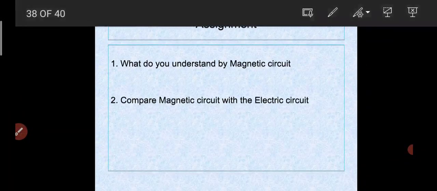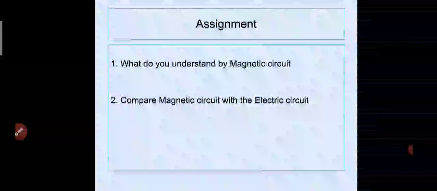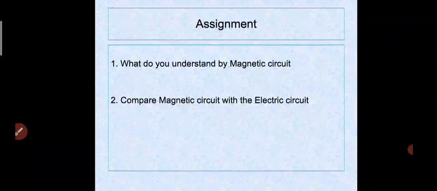So write the assignment. What do you understand by magnetic circuit? First question, write the assignment here. And second one is compare magnetic circuit with the electric circuit.